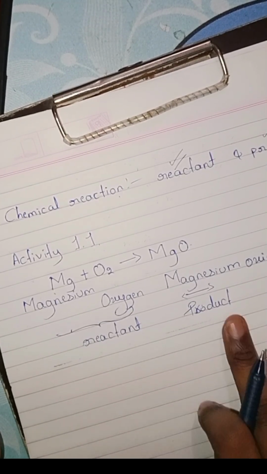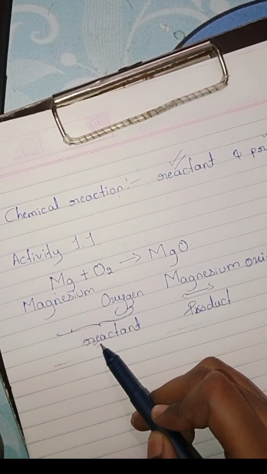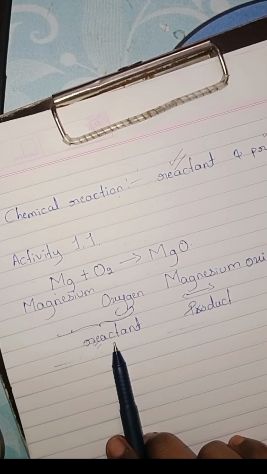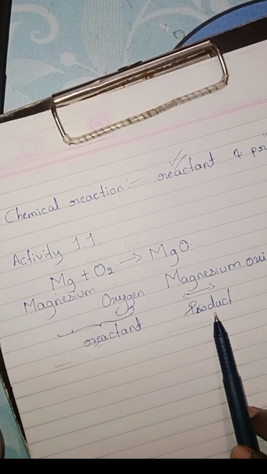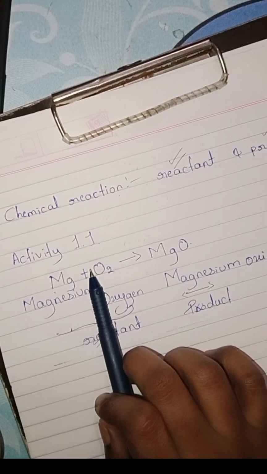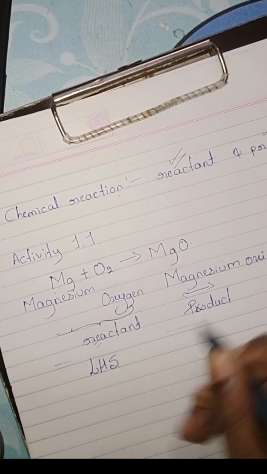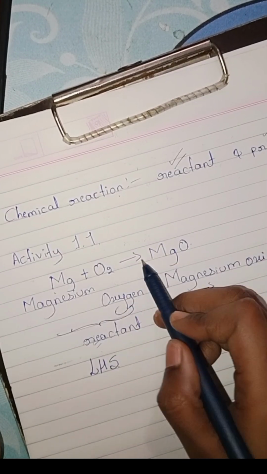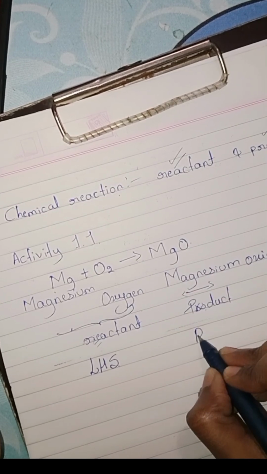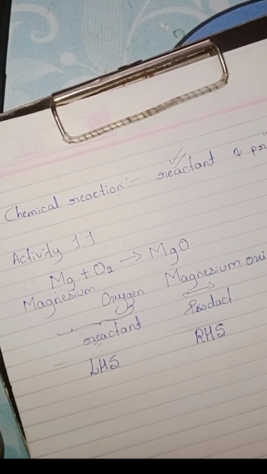I hope the reactant and product are clear. So in this particular reaction we have magnesium and oxygen as reactants, and magnesium oxide is the product, which is shown with the arrow mark. Reactants are written with the addition symbol on the LHS of the equation, and the arrow mark shows the direction. After writing the arrow mark, we represent the product on the RHS, that is the right hand side, and this is the left hand side.